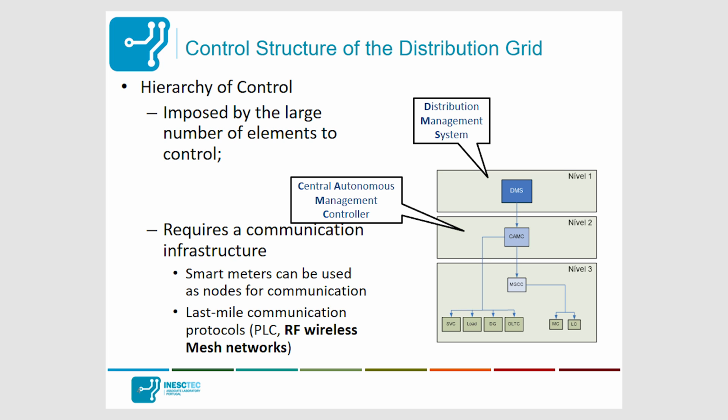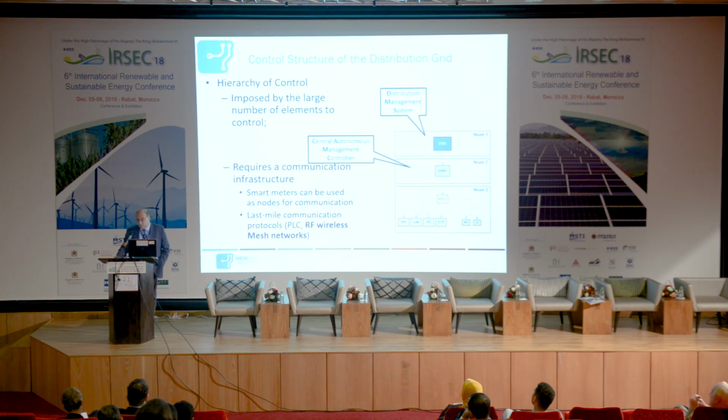And so, very important, and I want you to understand this, the development of a smart grid and the development of a microgrid as a building block of the smart grid requires a communication infrastructure. This is fundamental. And so smart meters can be used as nodes for communication. And for last mile communication protocols, we can have power line carrier, radio frequency, wireless mesh networks. Well, there are different ways to communicate.